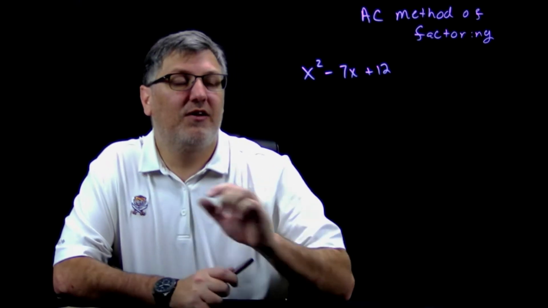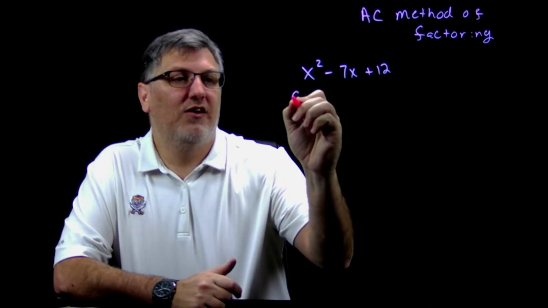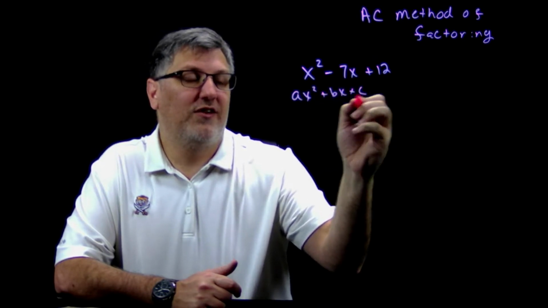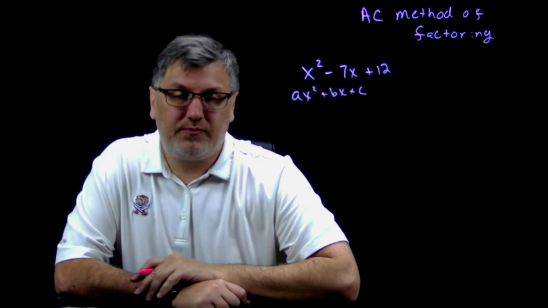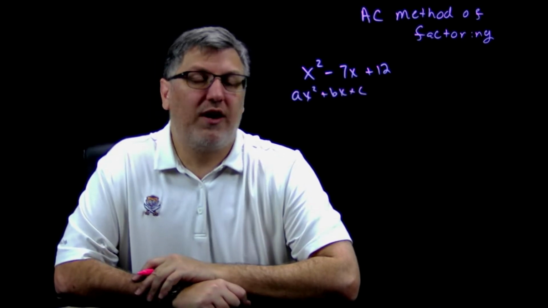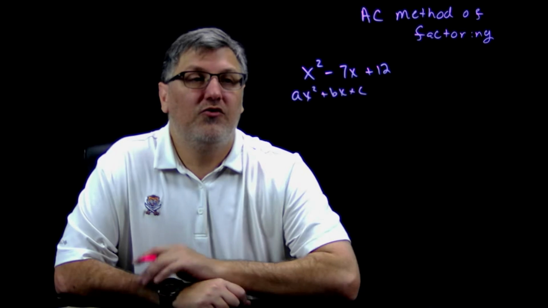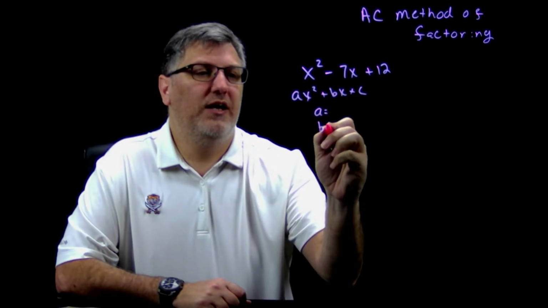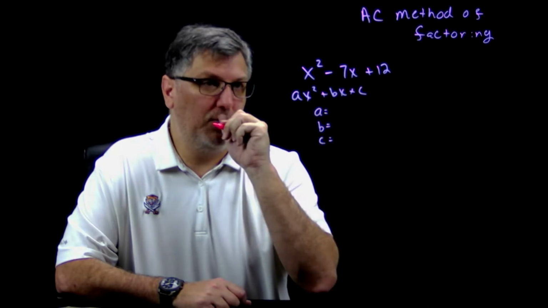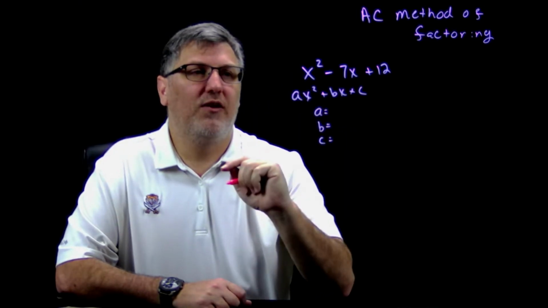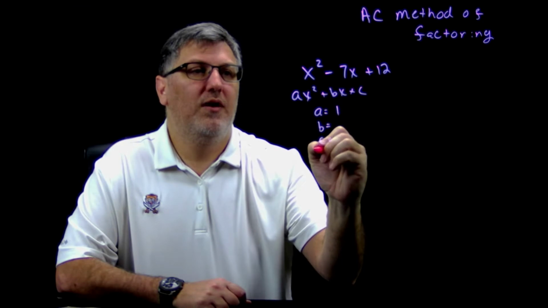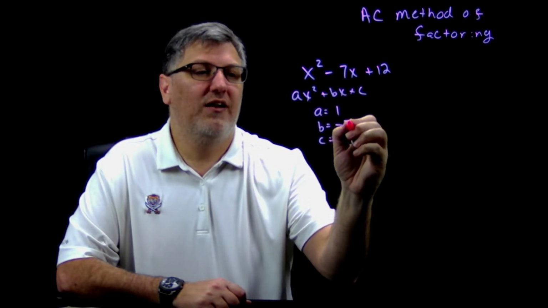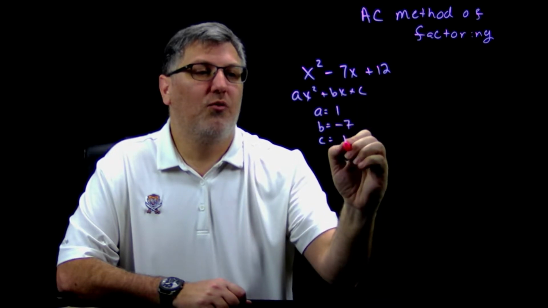So this AC method of factoring is still based on the idea of ax squared plus bx plus c. And this is where we get our numbers for the quadratic formula from. So in this case, I'm going to look here and I'm going to just label everything. A equals something, B equals something, and C equals something. So my A is the number directly in front of the x squared, so that's just going to be 1. My B is the number and sign in front of my x term, so that's going to be negative 7. And my C is going to be 12.